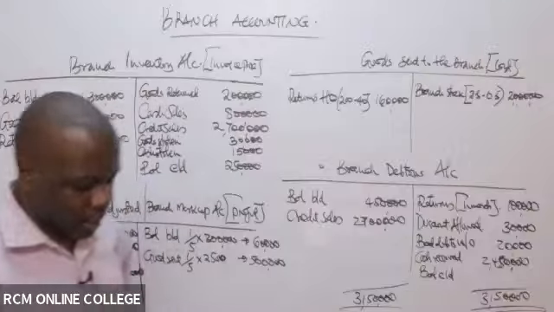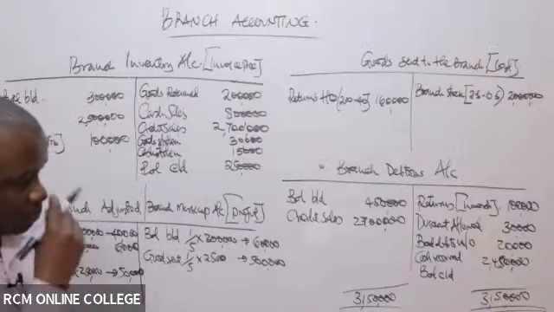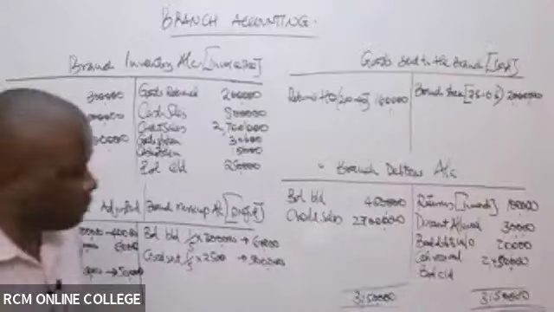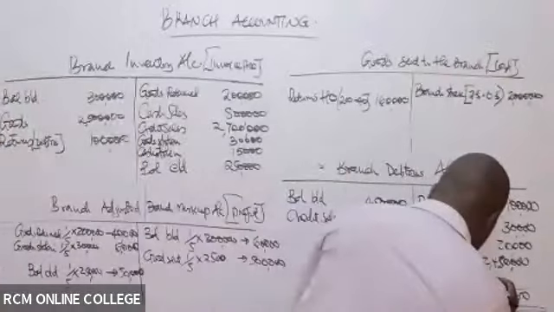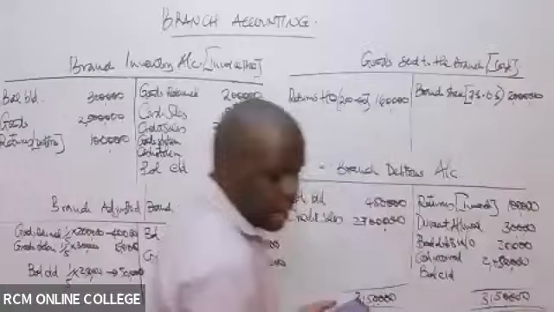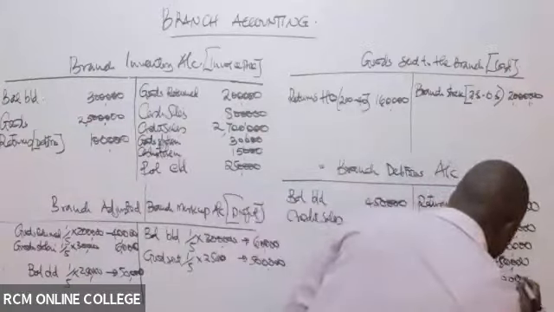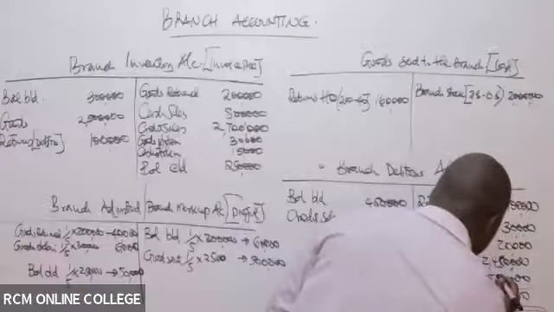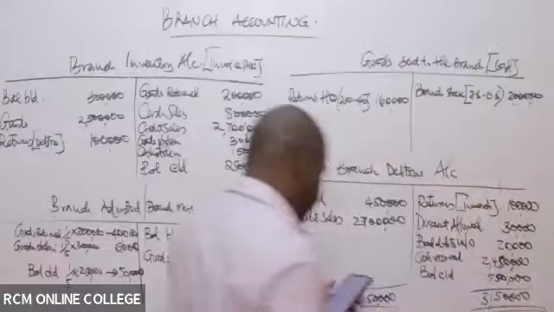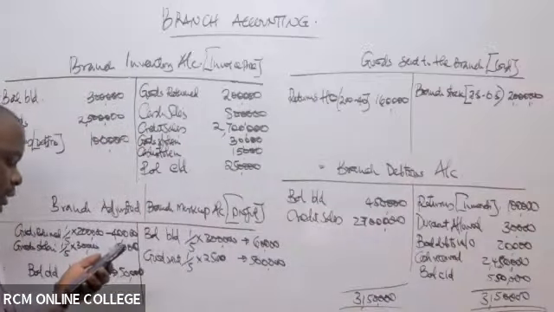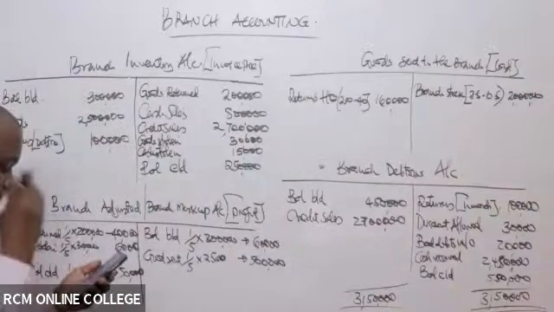What is the balance carried down? The balance carried down you're getting here for the branch debtors. I can see you're saying 550,000. So 550,000. It is actually correct.